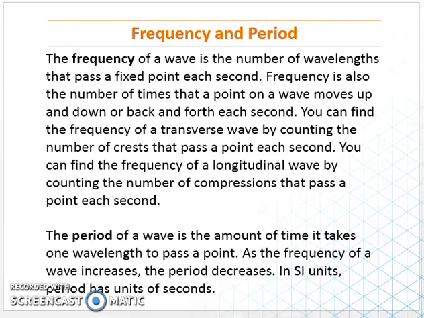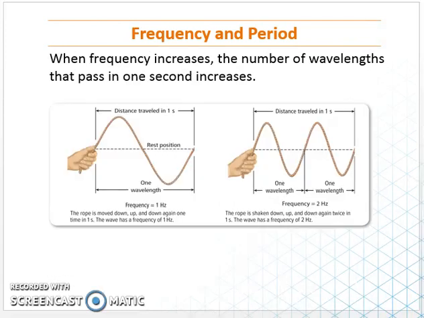You can find the frequency of a longitudinal wave by counting the number of compressions that pass a point each second, and we will have quite a few labs over this. The period of a wave is the amount of time it takes one wavelength to pass a point. As the frequency of a wave increases, the period decreases. In SI units, period has units of seconds. When frequency increases, the number of wavelengths that pass in 1 second also increases.